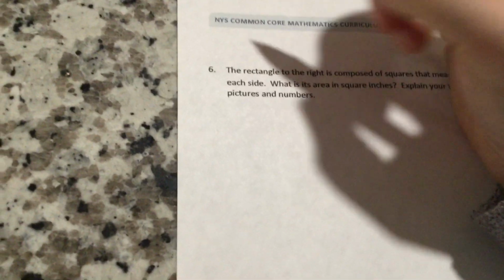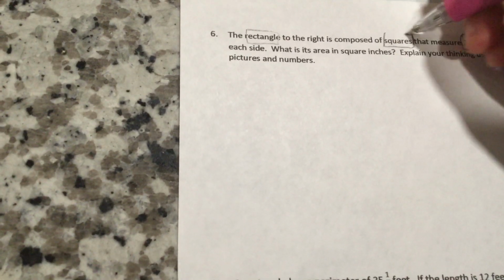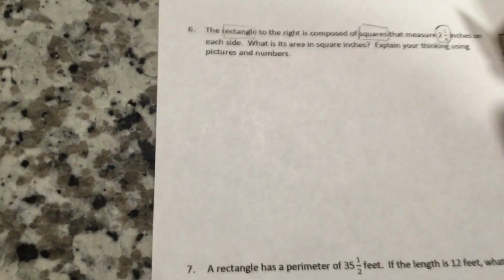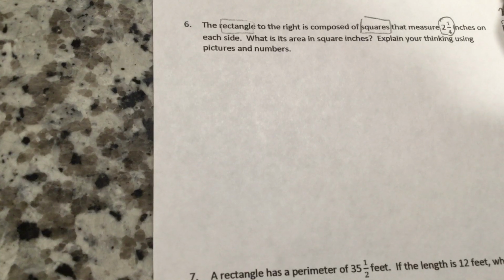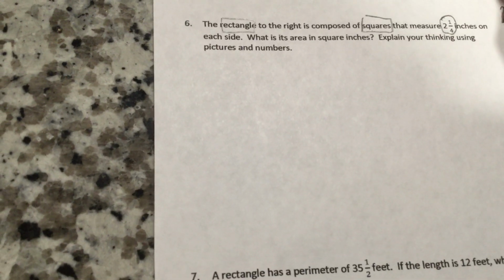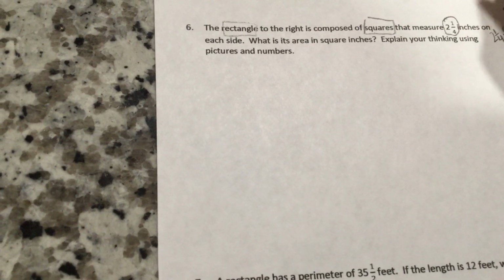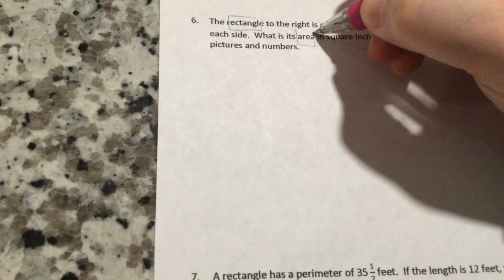Now I'm going to box in some keywords. Rectangle, I know that's a rectangle. I'm thinking about my shapes. It's composed of squares. What do I know about squares? I know that squares have 4 sides that are the same length. So that means that if it's 2 1/4 inches here, it's also 2 1/4 inches here on each side. What is its area? I know I'm looking for area.